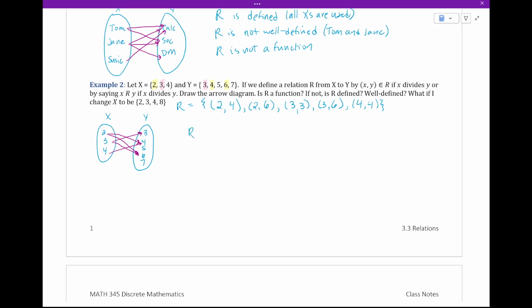Our relation R is defined. That's because we used 2, 3, and 4. We used all of X. But is it well defined? It is not well defined, and that's because 2 goes to 2 different things, and so does 3. So it is not well defined, which means it is not a function. R is not a function.